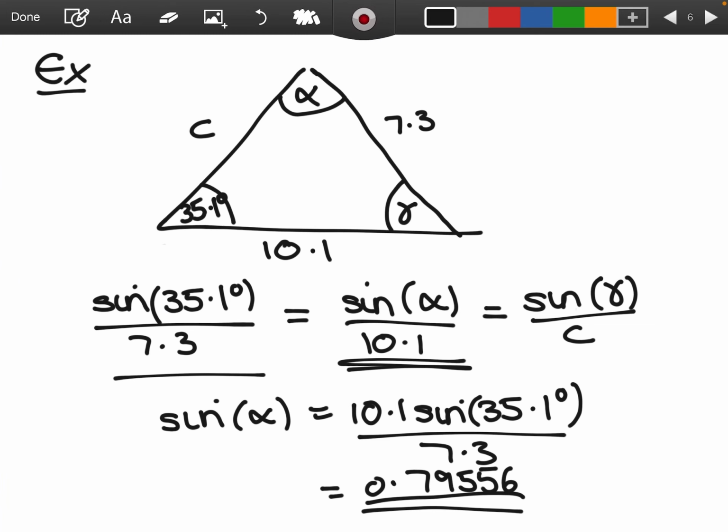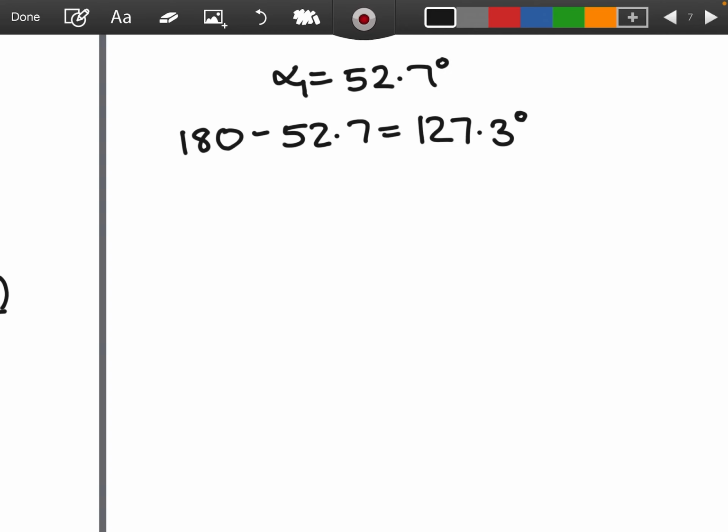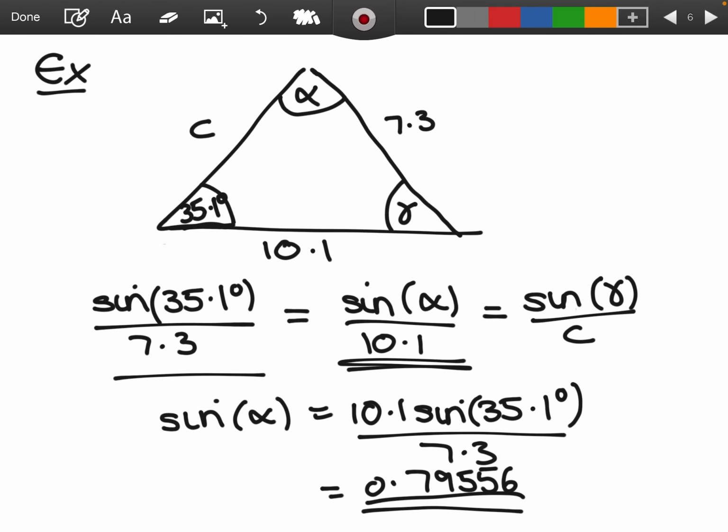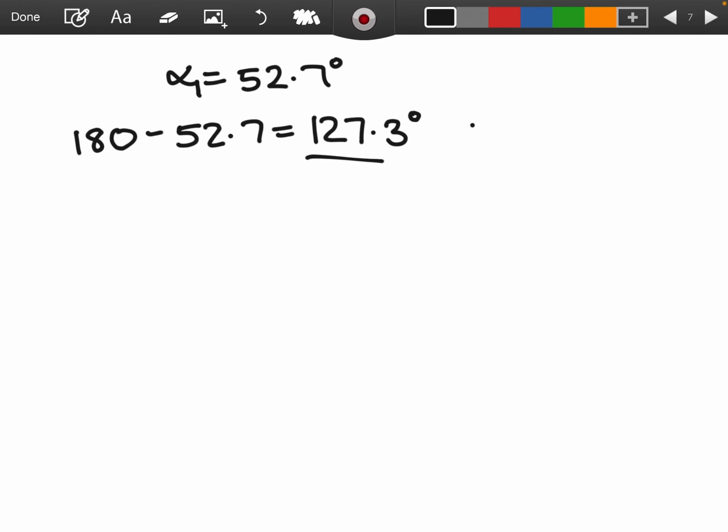Okay. Does this fit in our triangle? Well, 127.3 plus 35.1 is less than 180. So this is also another possible angle that still has a sine value of 0.79556. So it's another possible angle that could fit in this triangle because it's not too big with the other angle that's given to where it's over 180 degrees total for our angles. So this is another possible angle that we could have, 127.3 degrees.